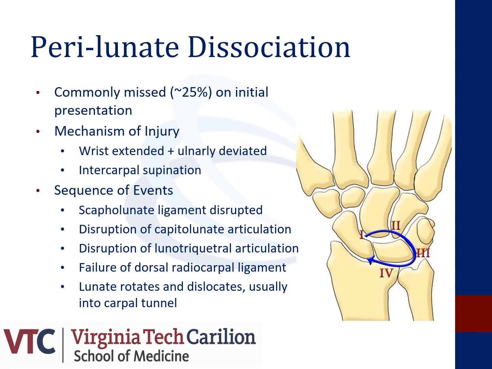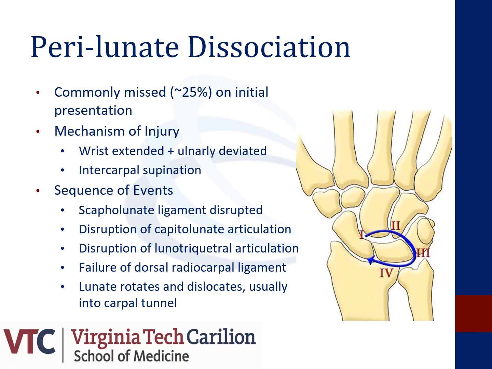Perilunate dissociation is a commonly missed entity. Approximately 25% of them are missed on initial presentation. How does this injury occur? It generally occurs with the wrist extended and ulnarly deviated with associated intercarpal supination. There is a sequence of events that occurs.